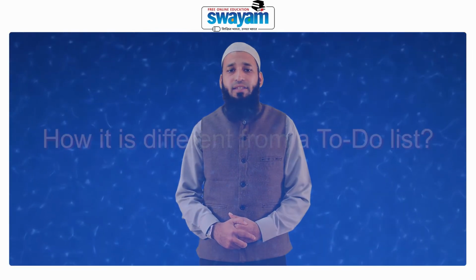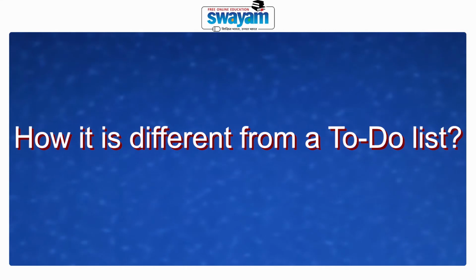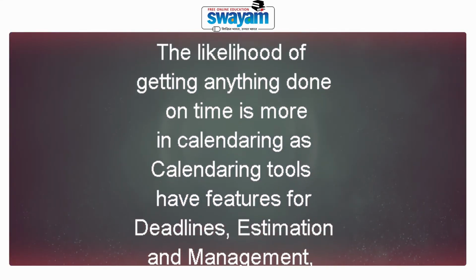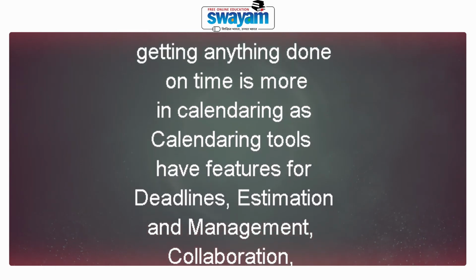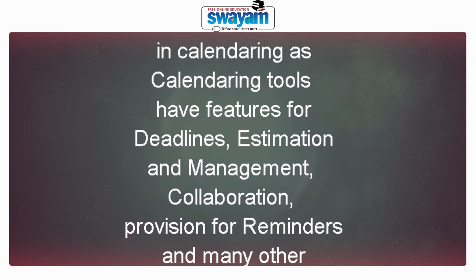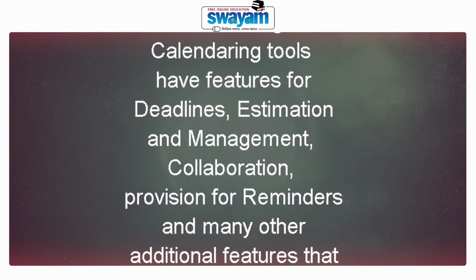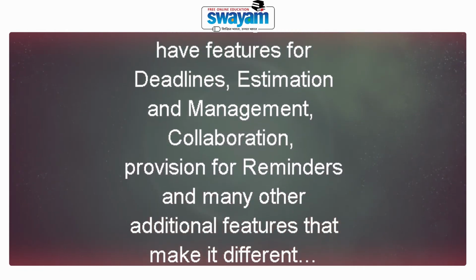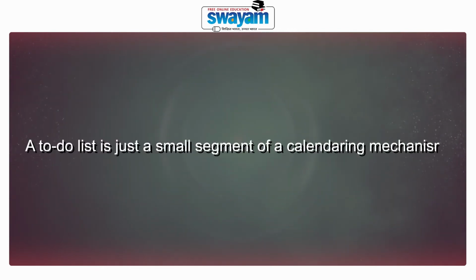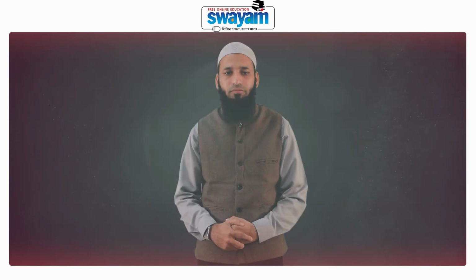Now, one can ask how it is different from a to-do list. The likelihood of getting anything done on time is greater with calendaring, as calendaring tools have features for deadlines, estimation and management, collaboration, provision for reminders, and many other additional features that make it different. A to-do list is just a small segment of the calendaring mechanism.